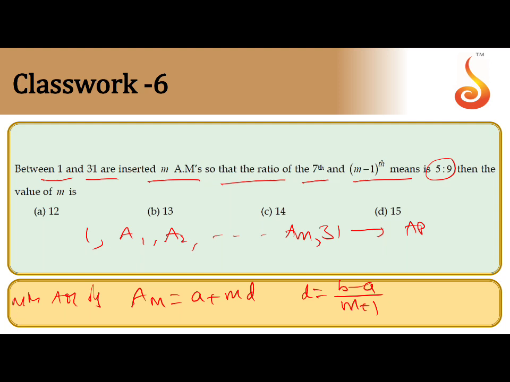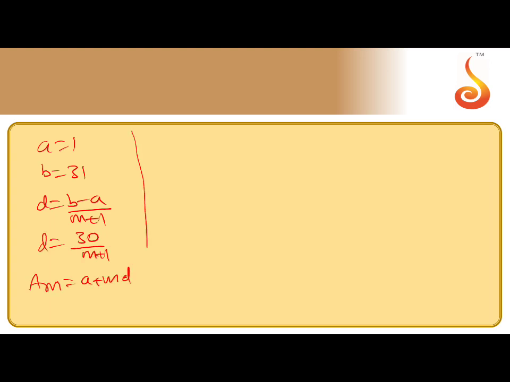So now this is the data you can remember here. First, A is 1, B is 31, D is (B minus A) by (m plus 1). So B is 31, 31 minus 1, 30 by m plus 1, that is the d value. And Am is a plus md. These things you have to memorize when solving problems. And they have given A7 by A(m minus 1) as 5 by 9.